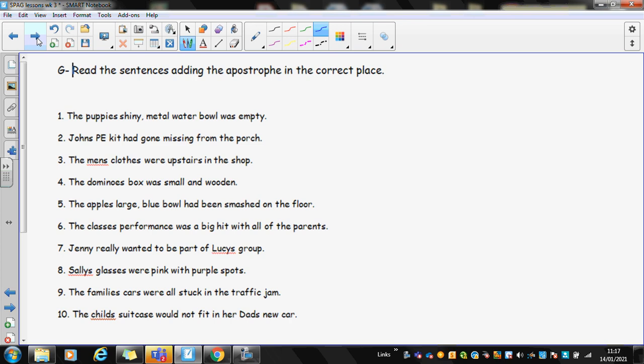So we've got 10 for gold as well. Very similar to silver, but the sentences are a bit trickier, I think. So, the puppy's shiny metal water bowl was empty. Now, I think there's more than one puppy, so the bowl belongs to the puppies, so the apostrophe goes after puppies. Okay, so that's a bit trickier for gold.